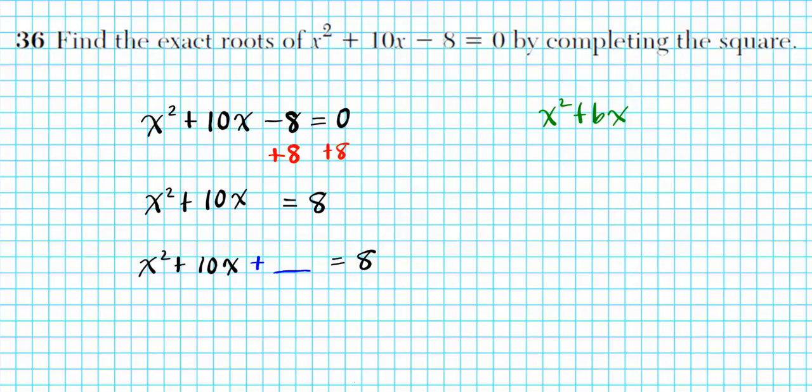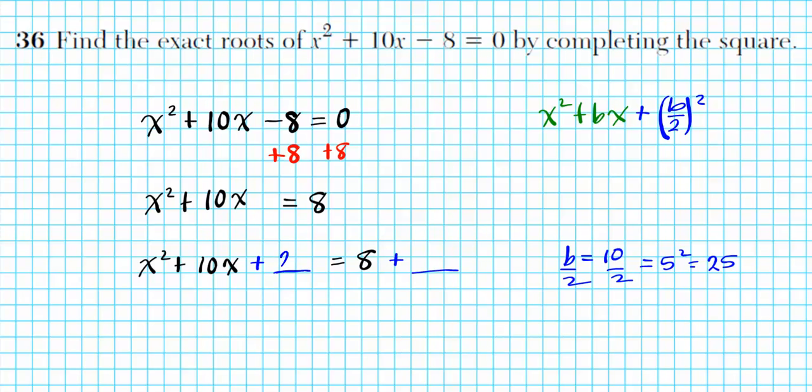But since we're dealing with an equation, whatever we add to the left side, we have to add that exact value to the right side to preserve equality. Now, what do you add to an incomplete square of the form x squared plus bx to create a perfect square trinomial? You simply add b over 2 squared. So in this problem, b is the coefficient of x, which is 10. Divide that by 2, you get 5, and then you square it, you get 25.